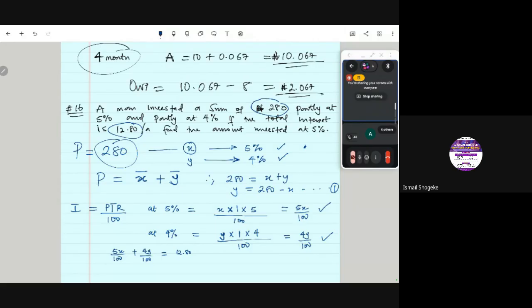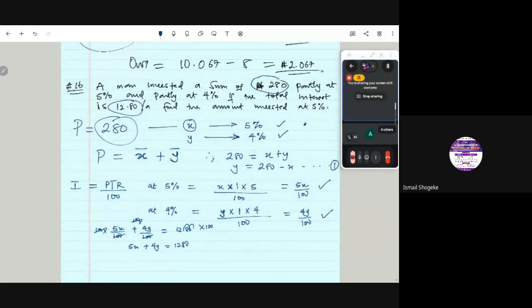So if you multiply all through by 100, so that this 100 can go, multiply by 100, multiply by 100, multiply by 100. So this will cancel, this will cancel. So we have 5x plus 4y is equal to 1280. So if you use the substitution method, this is going to be your equation 2. If you use it to solve, you're going to get the value of your x. So put this y into this place. So you're going to have 5x plus 4, instead of writing y, I'm going to change it to 280 minus x, is equal to 1280.